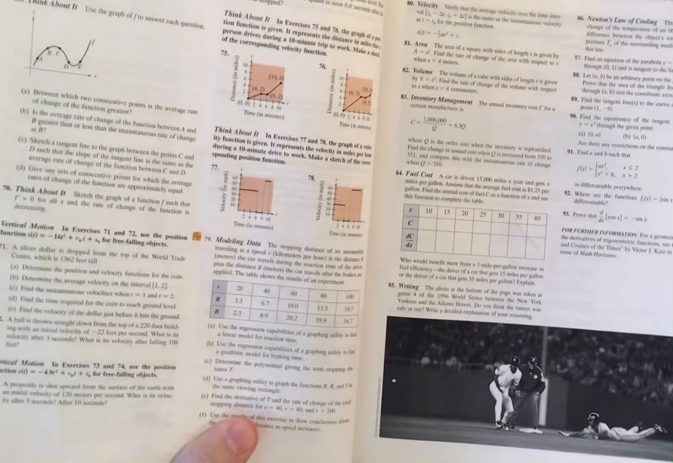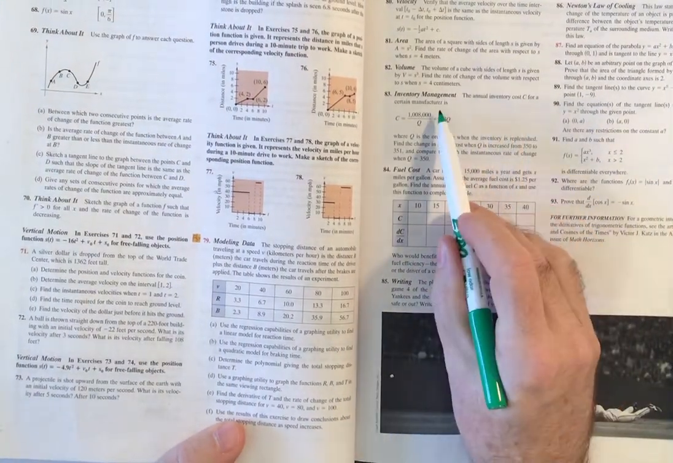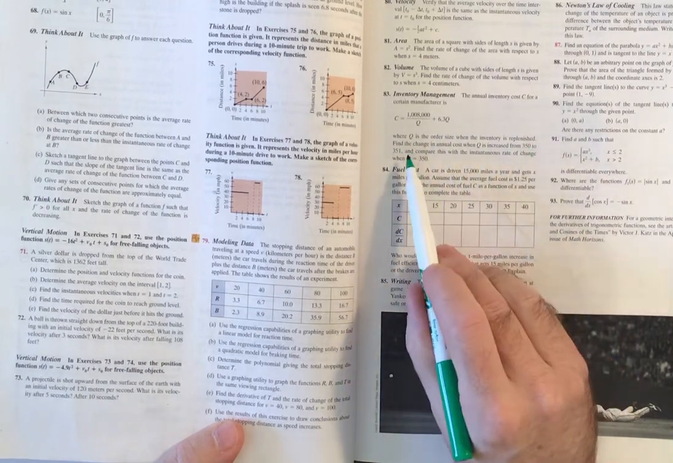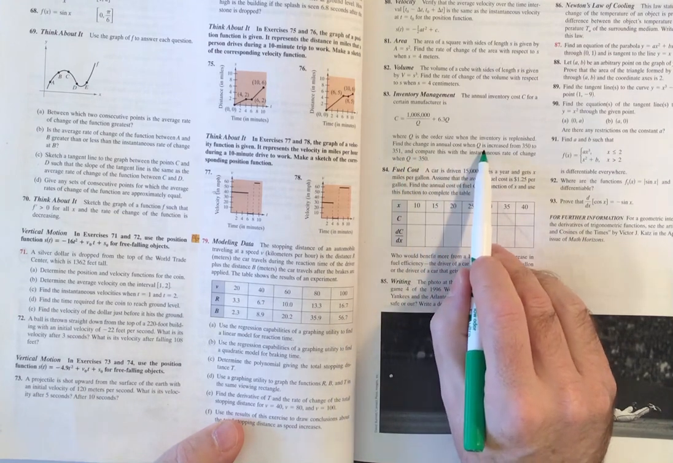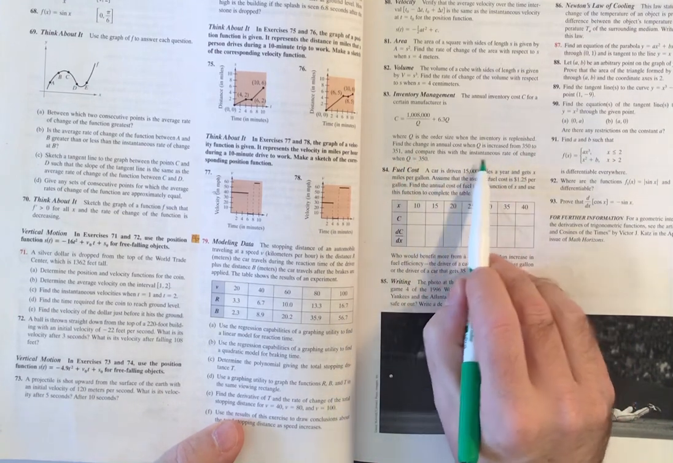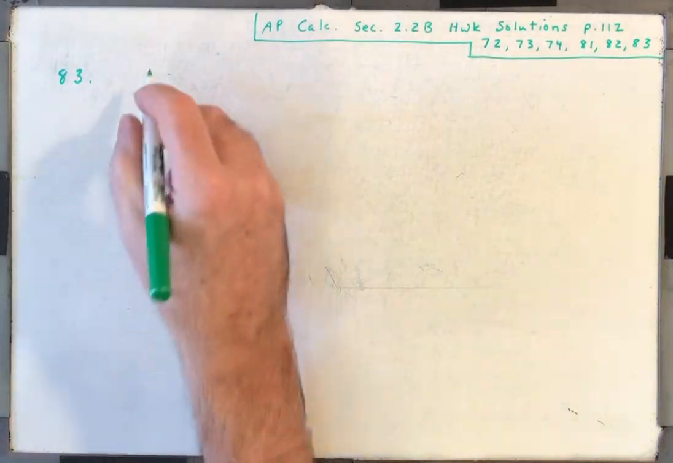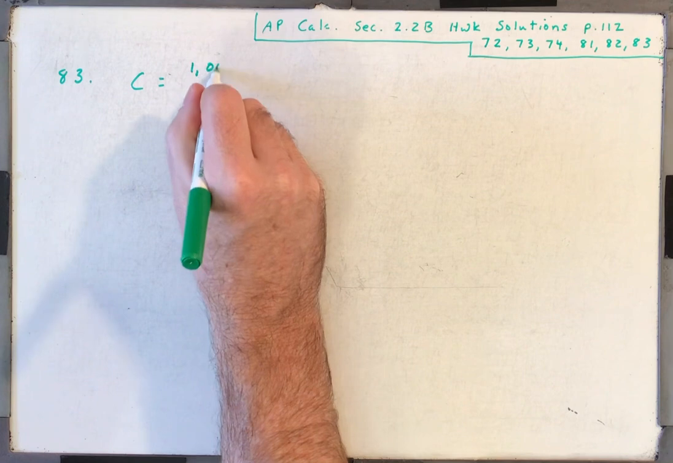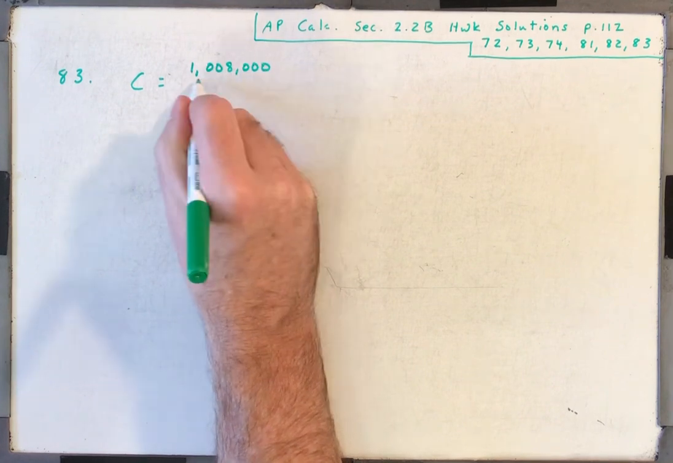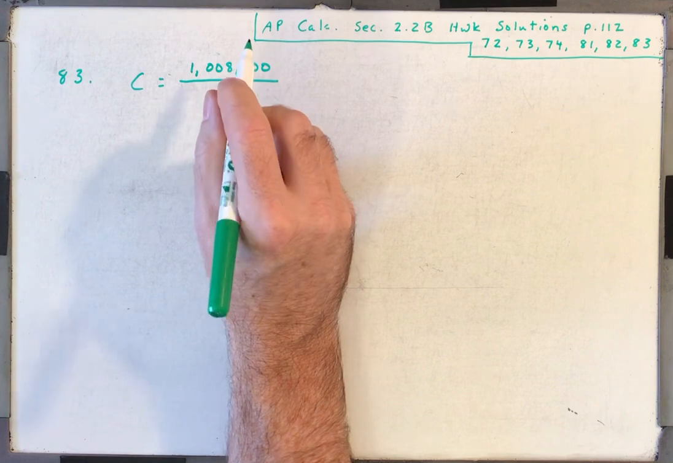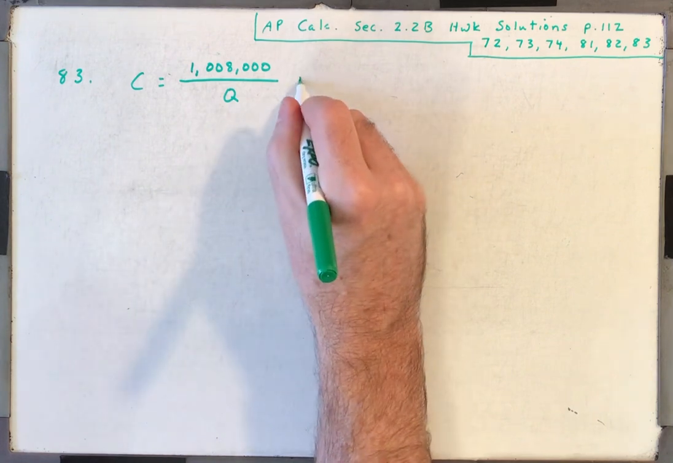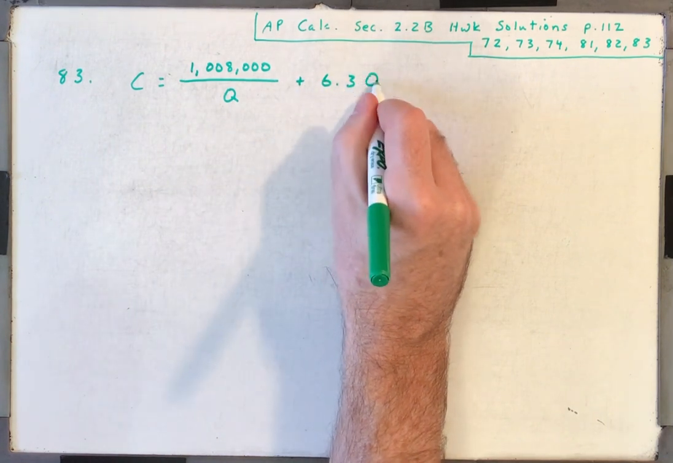So that one says the annual inventory cost C for a certain manufacturer is, and we have this, where Q is the order size when the inventory is replenished. Find the change in annual cost when Q is increased from 350 to 351 and compare this with the instantaneous rate at 350. So to get the instantaneous rate, we're going to have to take a derivative. So we've got C is equal to 1,008,000 over Q, where Q is the order size, C is the cost, plus 6.3 times Q.